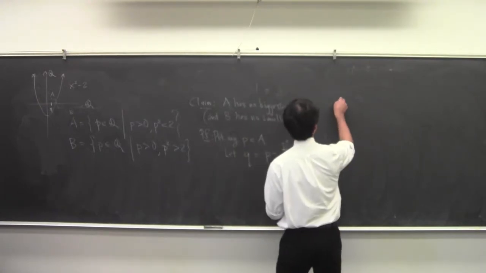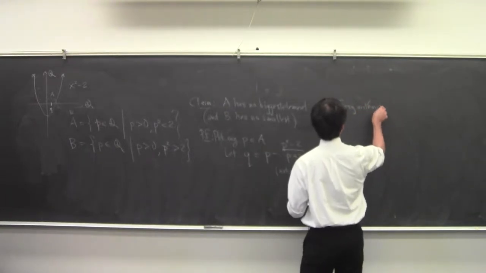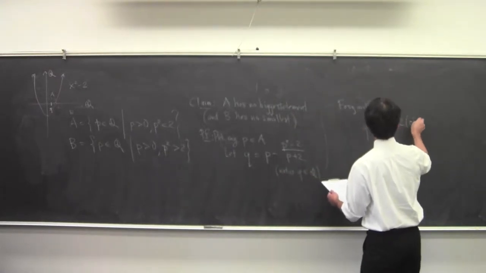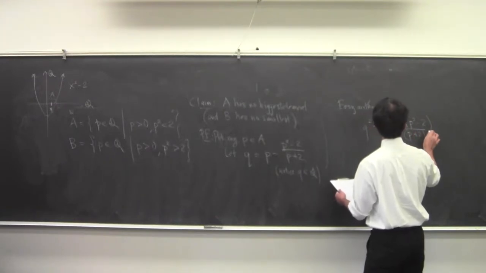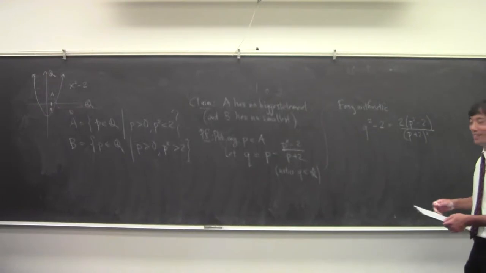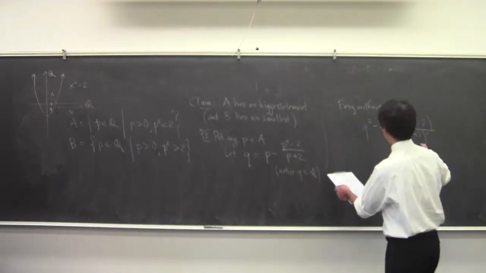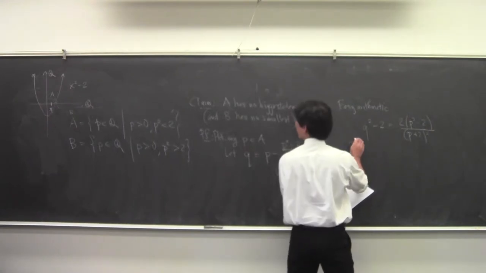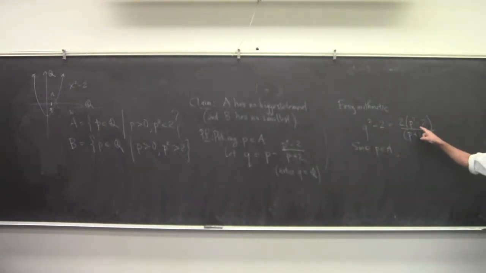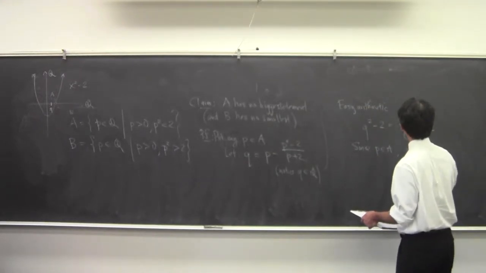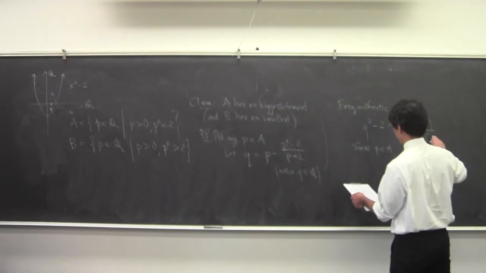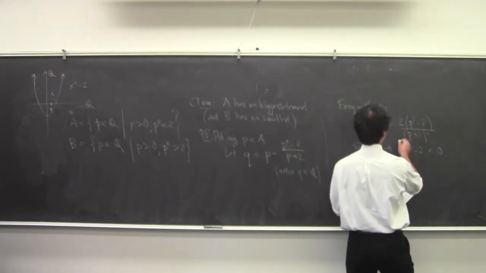Then it's an easy arithmetic check to see that Q squared minus 2 equals 2 (P squared minus 2) over (P plus 2) quantity squared. That's just arithmetic, elementary school, junior high school, something like that. And since P is in A, we know that P squared minus 2 is negative. P squared minus 2 is less than 0. And so you have a negative number over a positive number, so this is less than 0.